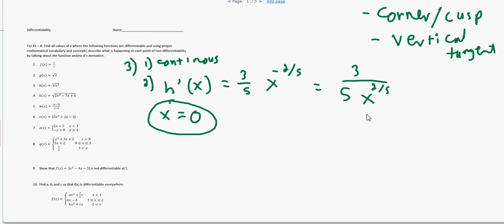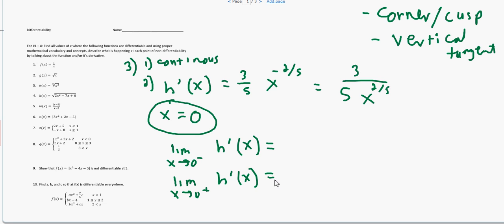So these are our two possibilities. In order to find that out, we check what's happening at 0 from the left and right of our derivative. So we check the limit as x goes to 0 from below of h prime, and we check the limit as x goes to 0 from above of h prime. Now, if these are different numbers, there's a corner there. If they were the same number, then it would be differentiable there as long as it was continuous. And if we get infinity for both of them, that means it's a vertical tangent.